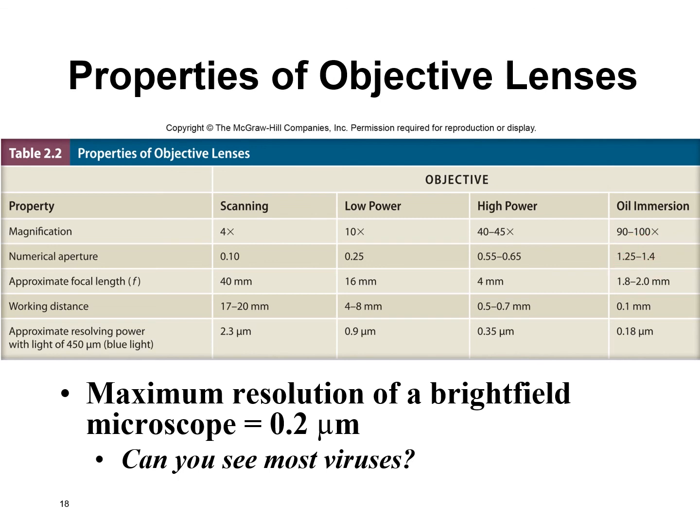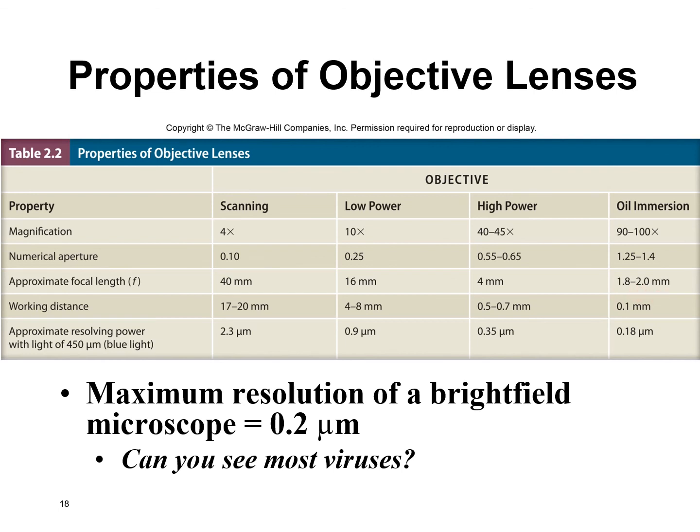And then remember the focal length. That's just the distance between the middle of the lens and where the focal point is, where the image is formed. Remember, the shorter the focal length, the higher the magnification. And you can see here that the 4x has a pretty long focal length, and when you get up to the 100x, that has a very short focal length. So the shorter the focal length, the higher the magnification, which makes sense on the 100x.